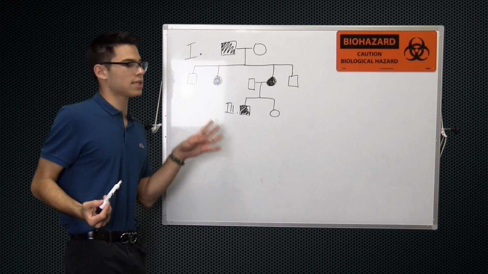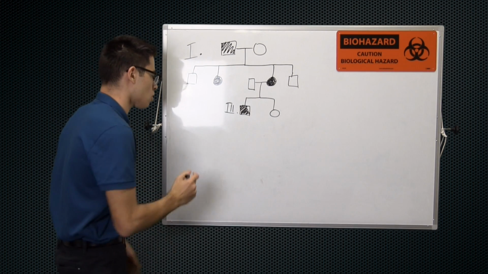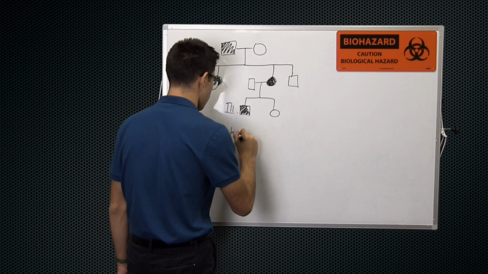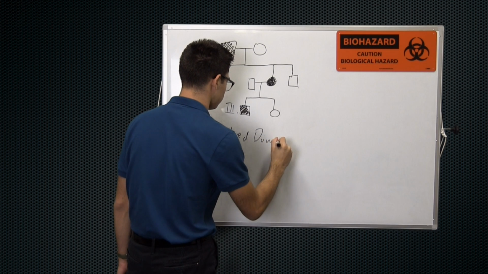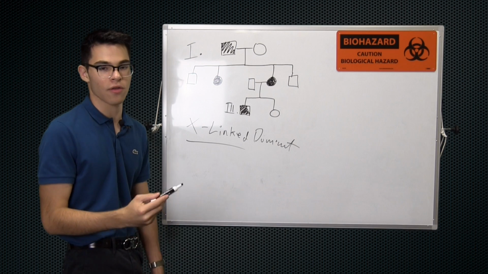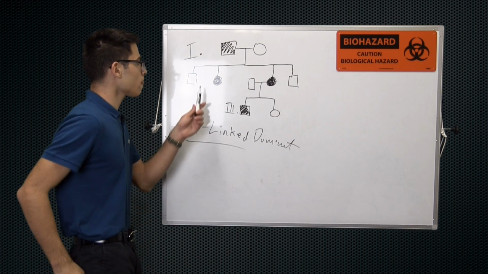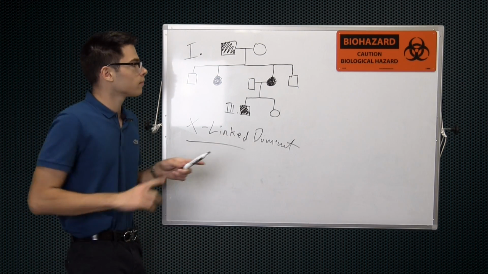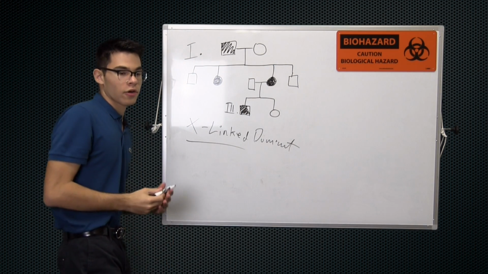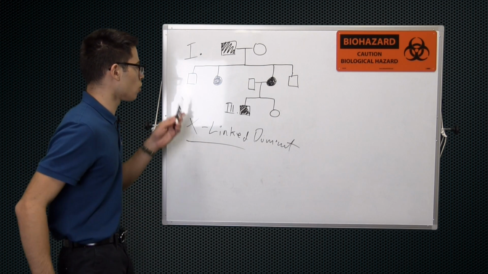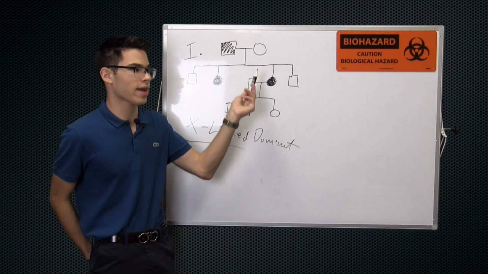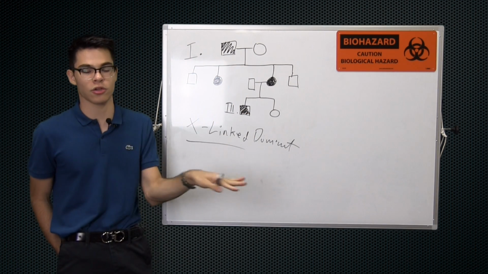So that means that this type of pattern of inheritance is called X-linked dominant. It's X-linked because it's transmitted on the X chromosome. So, for those of you that don't know, mom can only give her X chromosome, right? So if you're a boy, you know you got your X chromosome from mom. So if mom is not affected with a disease on the X chromosome, then you're good.